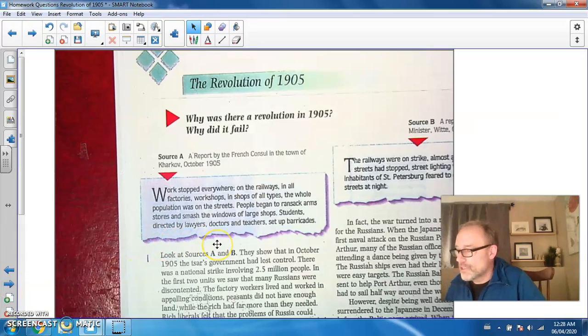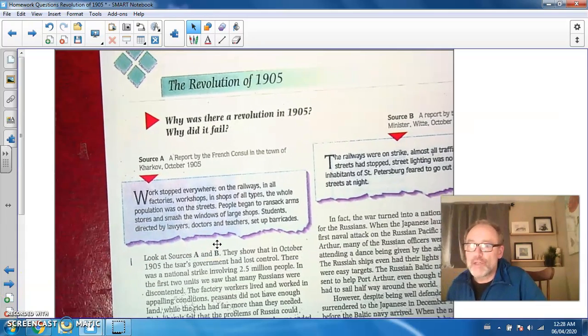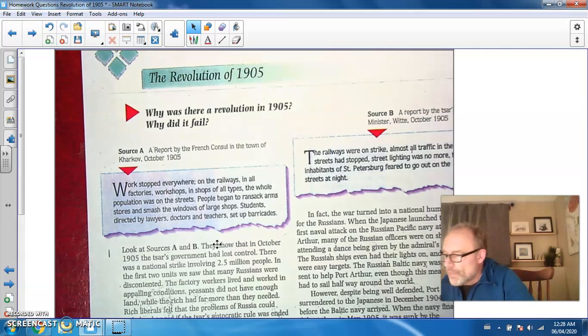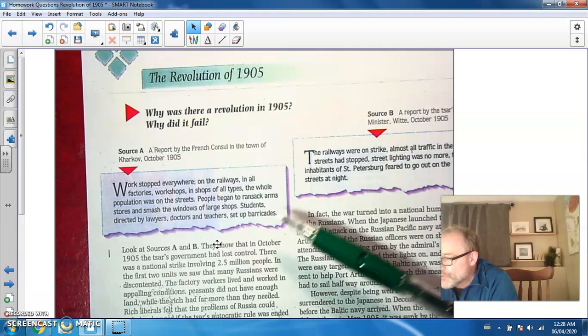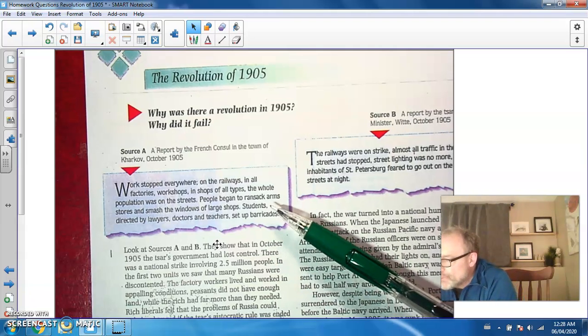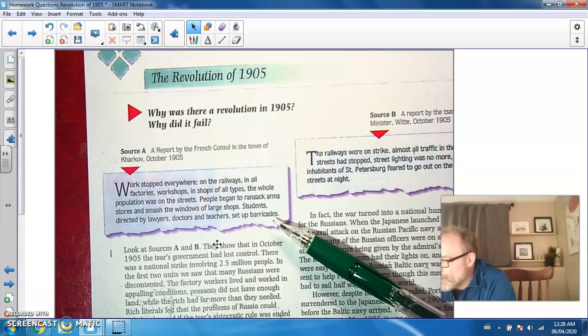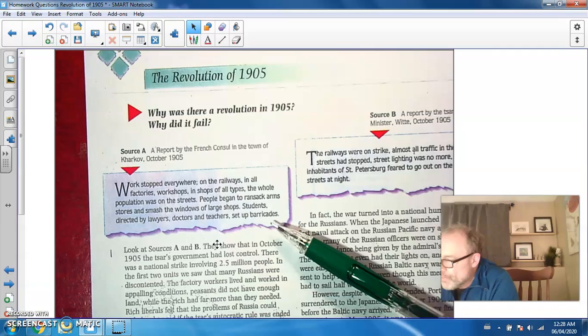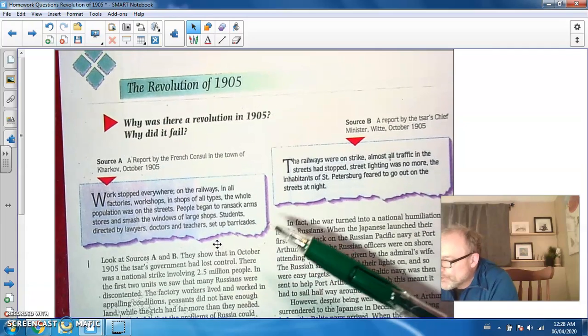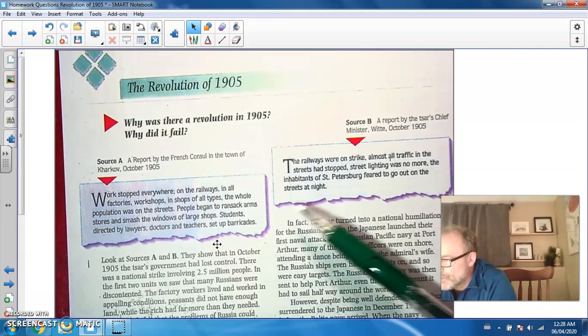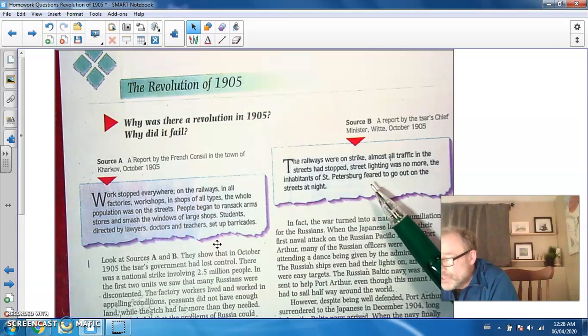So as you can see, the title is The Revolution of 1905, and why was there a revolution and why did it fail? What the revolution looked like was the work stopped everywhere, on the railways and in all the factories, workshops, and shops of all types. The whole population was on the streets. People began to ransack arms stores and smash windows of large shops. Students, directed by lawyers, doctors, and teachers, set up barricades. And this was a consistent outcome.